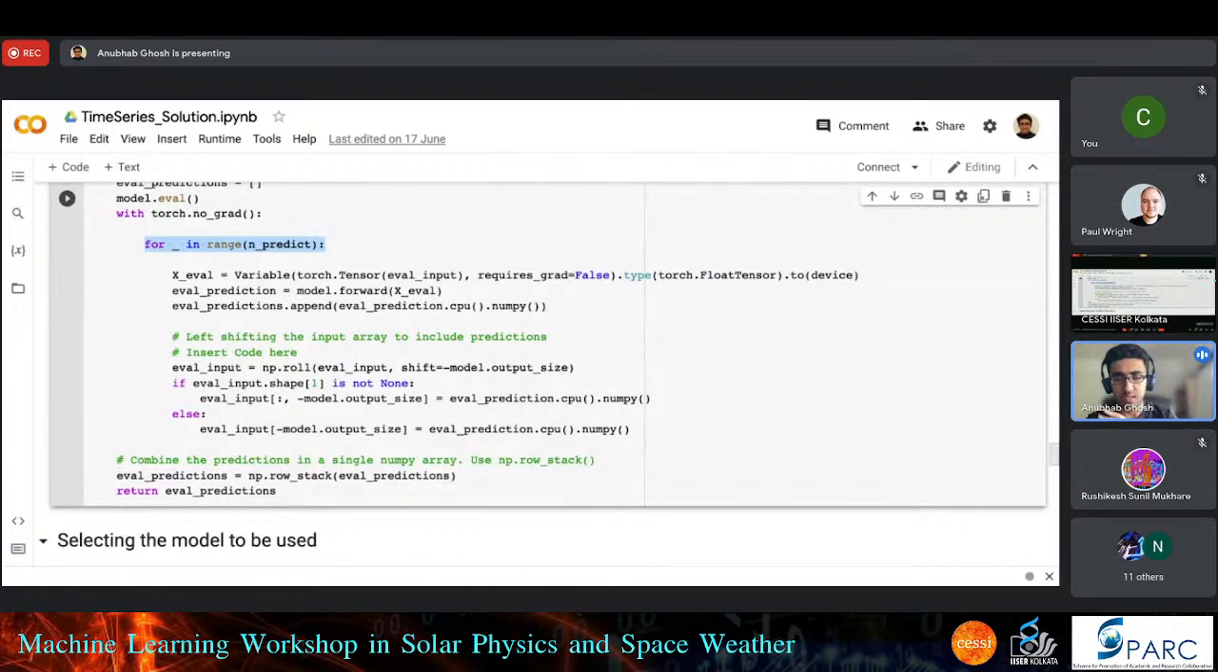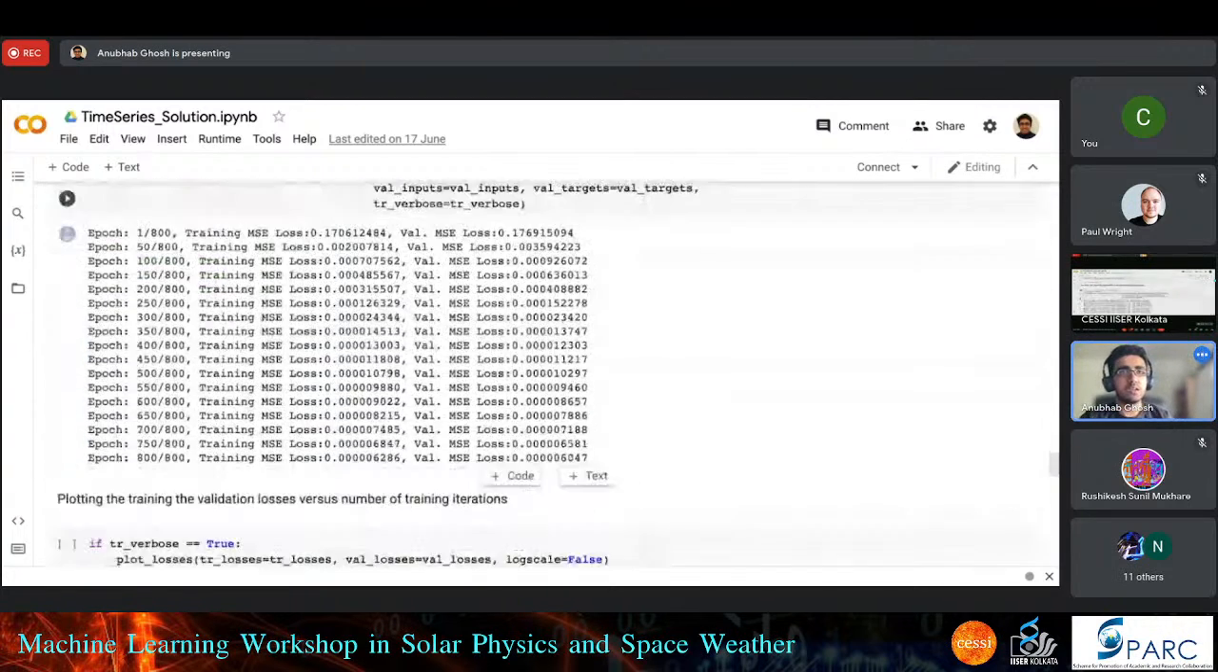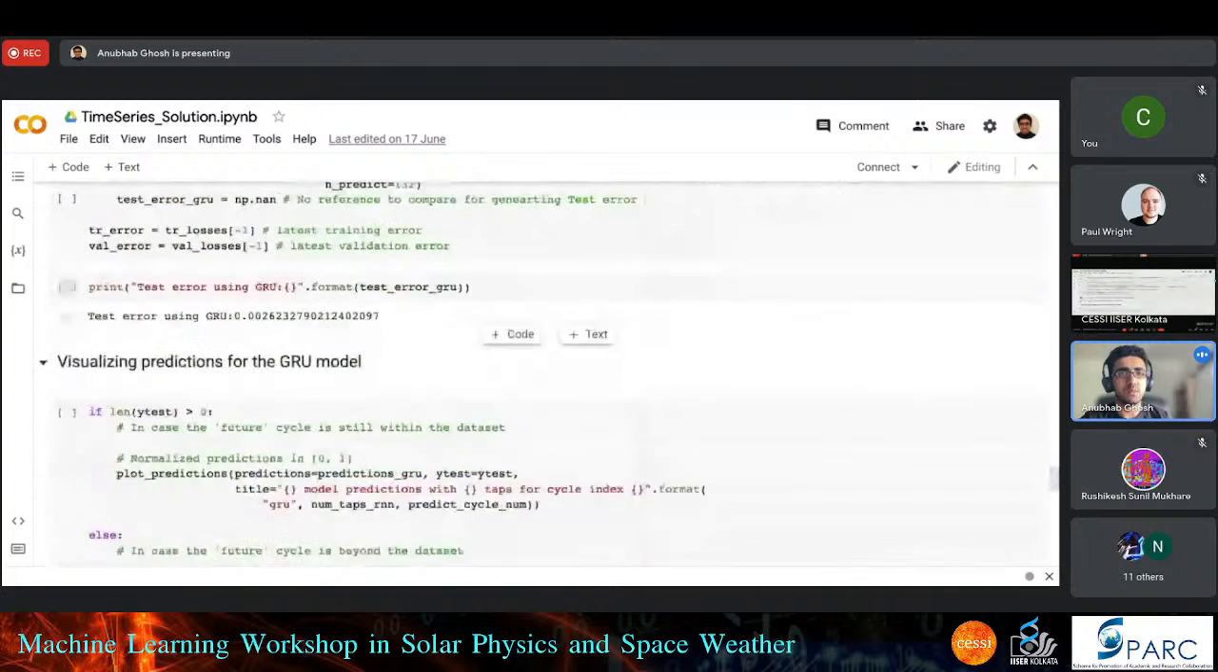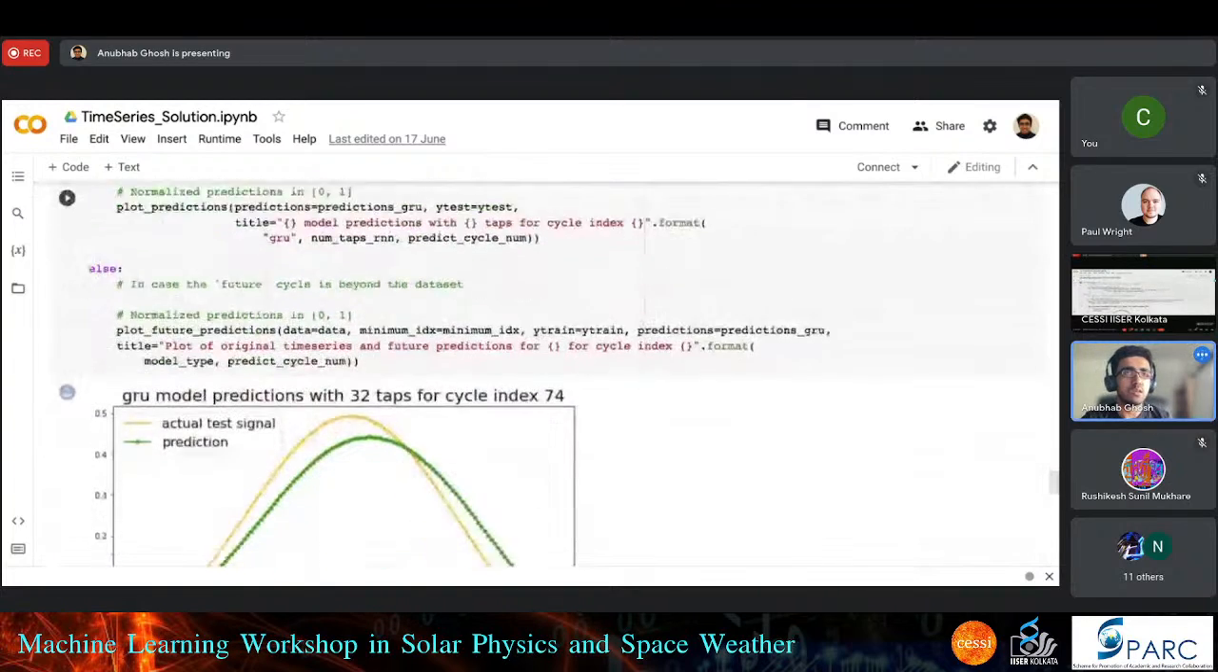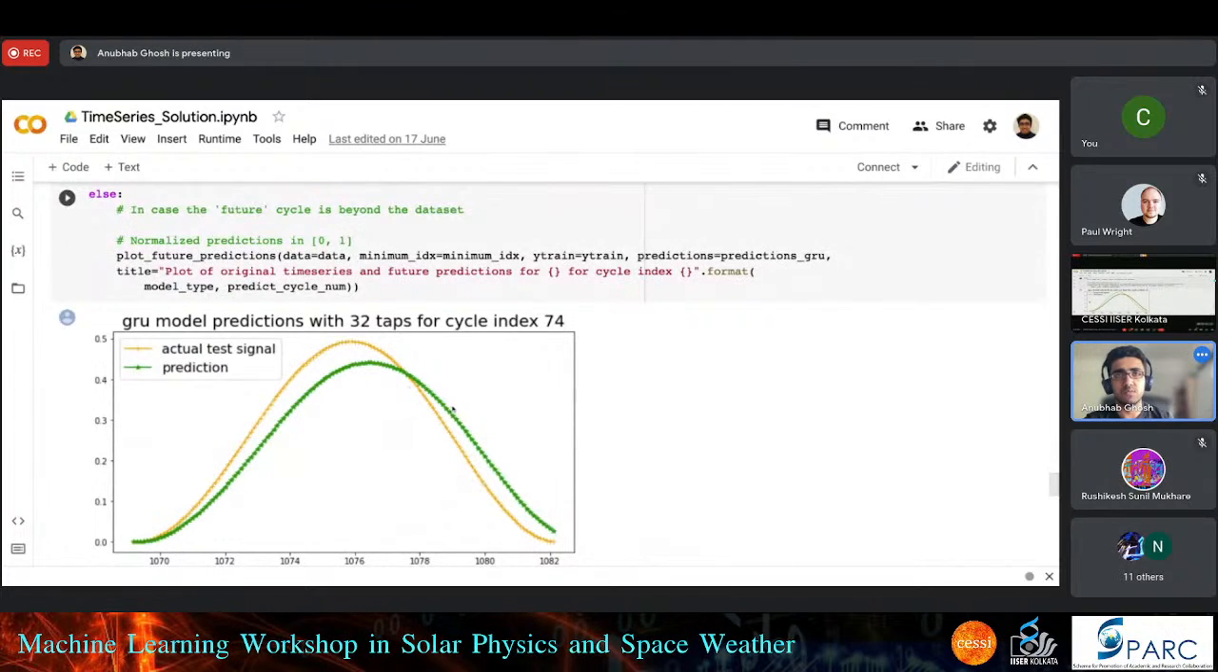Once this for loop is completed, you should be able to get the entire set of predictions to compare with the cycle. And then I think I have a plot somewhere here that you can visualize, also of the predictions which you get using 32 taps. So the taps represent the size of my input window, and this is the cycle index.